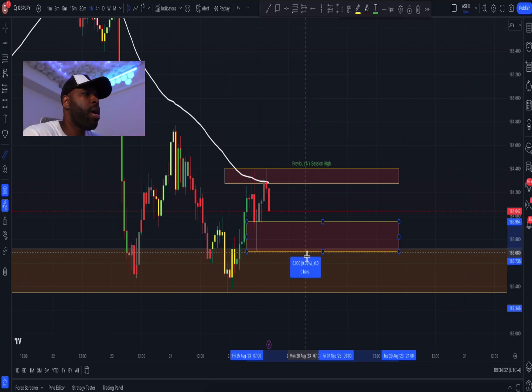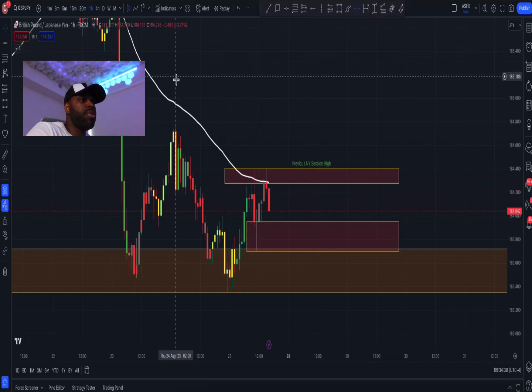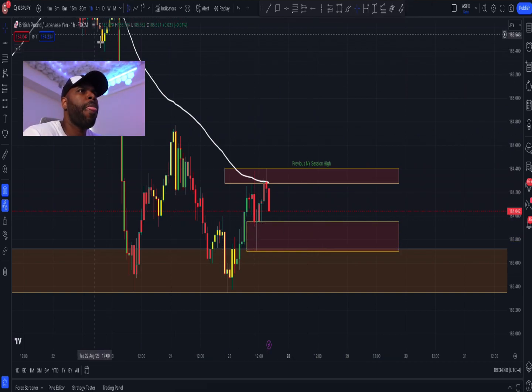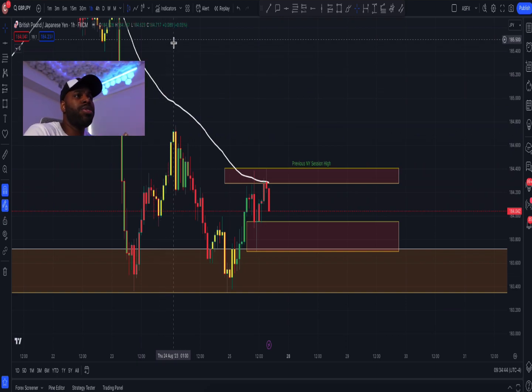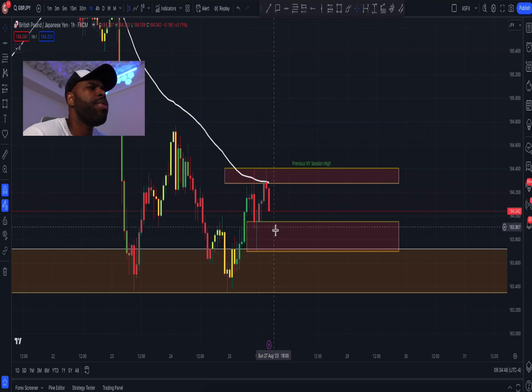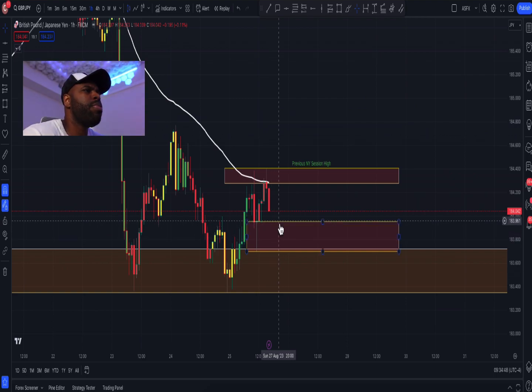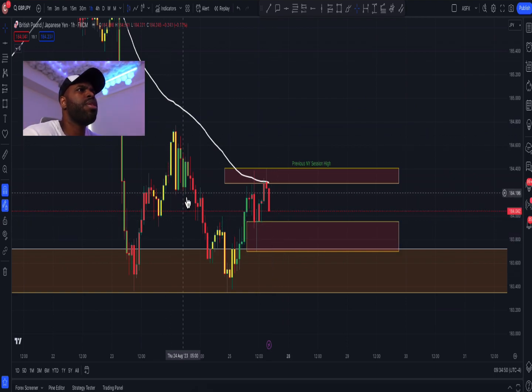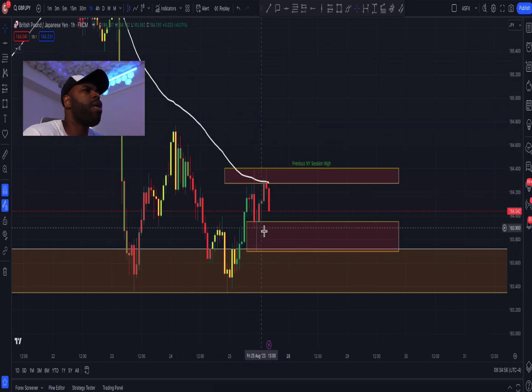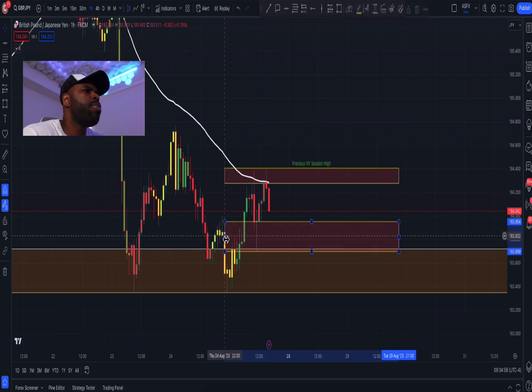If you draw it from the bottom of the zone, see how many pips this is. This is about a 26 pip zone there, so we don't want it that big. I'm going to show you exactly how you can determine your stop loss as well. When it comes to my stop loss, I like to have it at like 10 to 15 pips, so this zone is way too big.